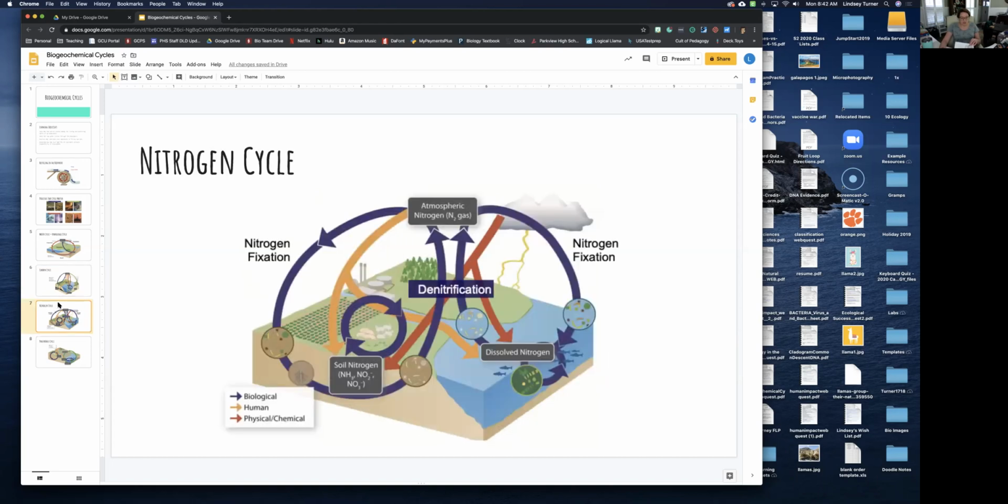All right. So the third one is the nitrogen cycle, and the nitrogen cycle is usually the one that students get most confused with because it has a ton of arrows. There's a lot going on in that picture. But again, it's not as complicated as the diagram is making it out to be.